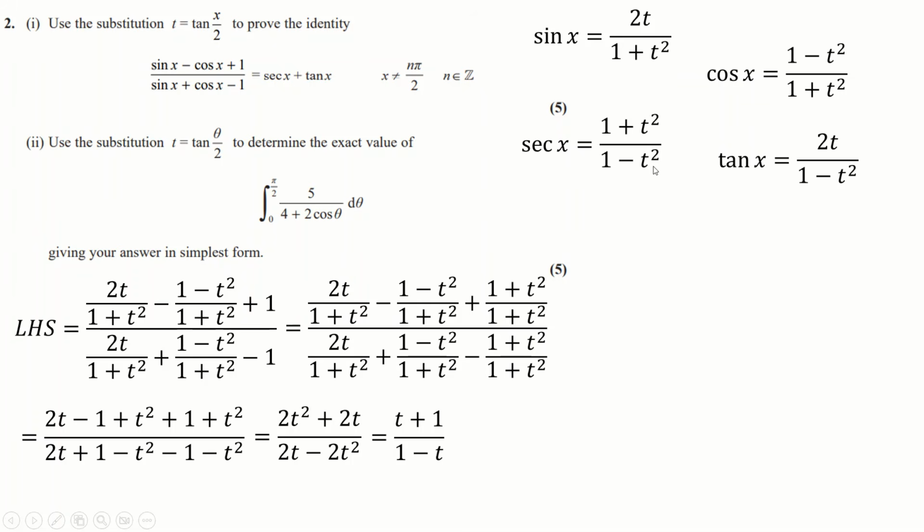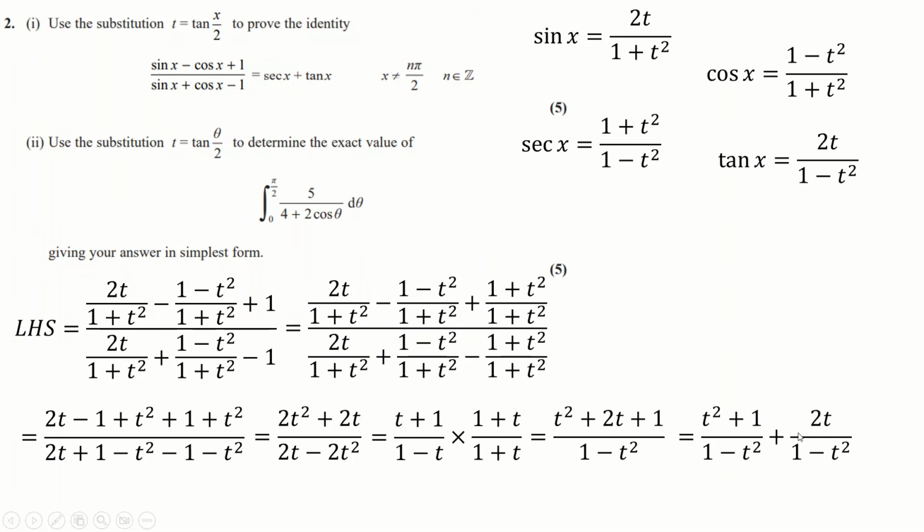Now, of course, how do I get from here to this plus this? Well, the denominator is wrong, right? So let's make that right by timesing this by 1 plus t over 1 plus t. That's going to give me a 1 minus t squared on the bottom, and this works out very nicely because I can just separate this bit out into a different fraction to make this, and this is just sec x plus tan x, I believe, and we'll have our answer, which is the right hand side.